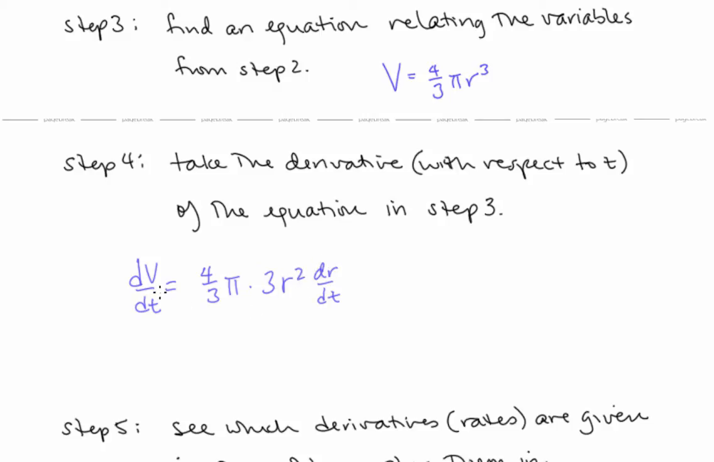So the two quantities we're talking about here, r and v, are changing with respect to time, and so we're looking for an equation or relationship between their rates of change. So we take the derivative with respect to time of both sides of this equation, and that gives us dV/dt is equal to 4/3 pi times 3r squared dr/dt. And so simplifying, we get dV/dt is equal to 4 pi r squared dr/dt.